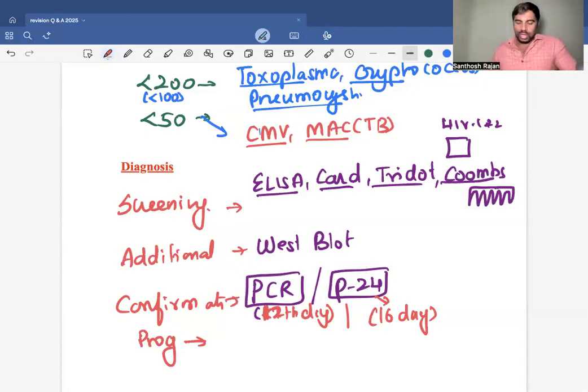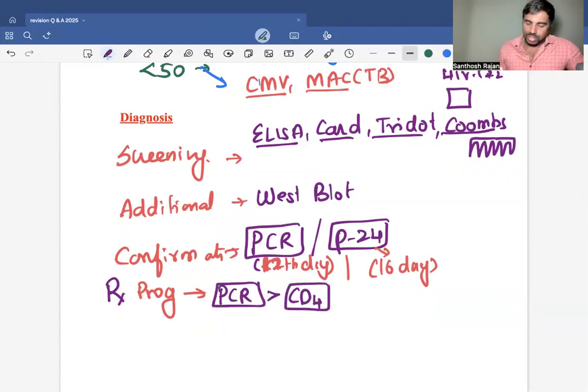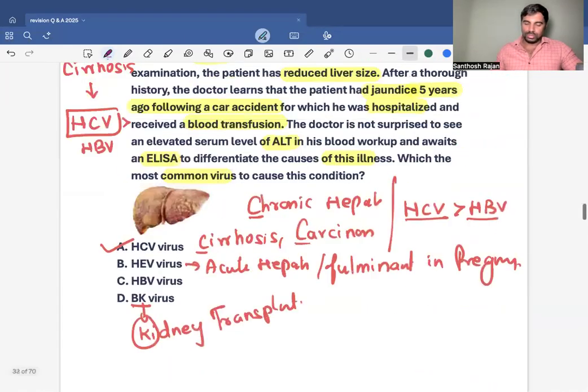Prognosis, of course. If you want to know the treatment prognosis after treatment, PCR is the best, not the CD4 count. PCR is better than the CD4 count. PCR is now the best. It shows whether the number of copies decreased or not, and accordingly treatment would be done. Now let's go to the question.